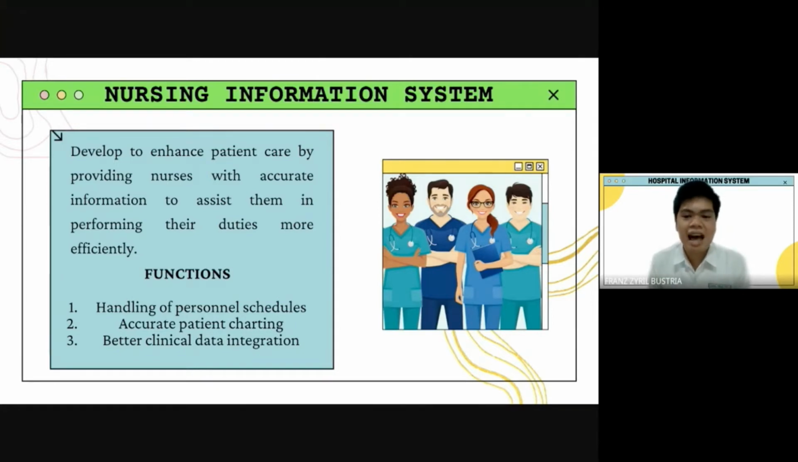Second is accurate patient charting, which allows the nurses to have better analysis of critical signs and care plans. And lastly, better clinical data integration, which allows the nurses to collect and examine retrieved medical records.